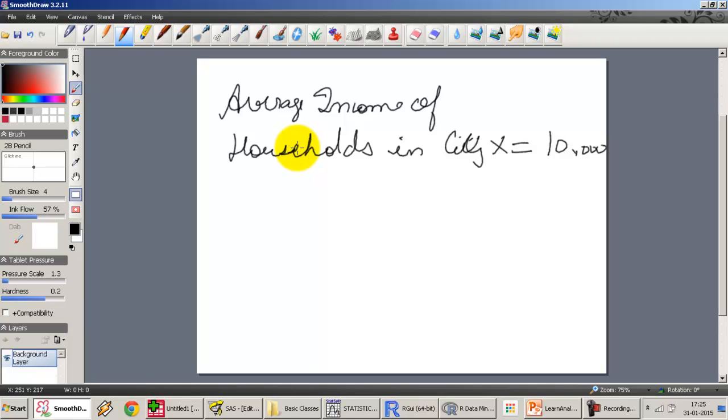So I make a statement about the average income of the households in city X. We have a survey of all the households, but we don't have the average income for them, and I say this is 10,000 units of that currency. Now, how do we test this hypothesis? Is it true? Is it false? Is it close to the truth? Is it 95% true, or how do I come up with a range which is likely to be 95% true?